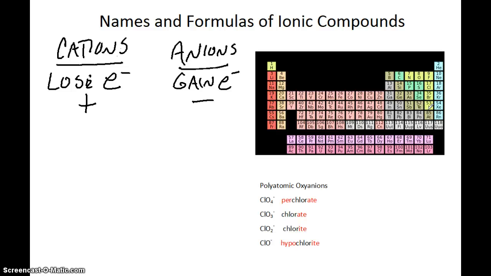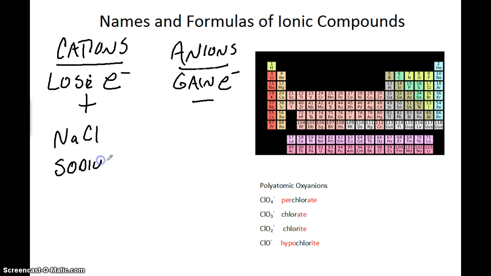Now, let me go back and talk about the naming of these things, and let's start with the cations first. The cation name of an ion generally doesn't change. So for instance, if we're going to do something like salt, which many of you know is NaCl, when you write the name of the Na, you just write sodium.